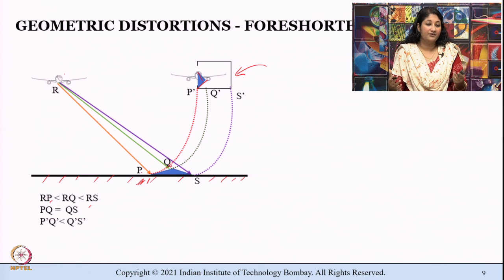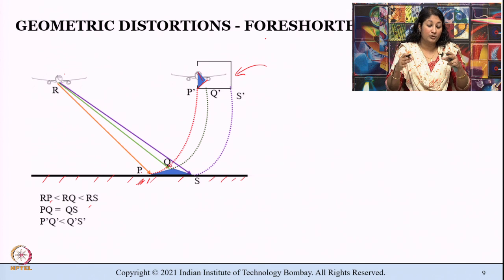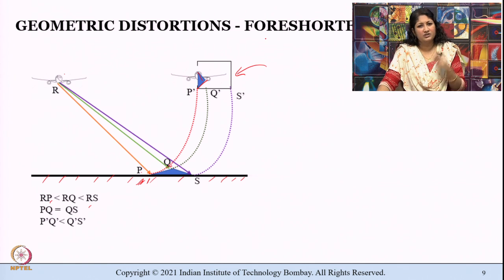So, for a layover effect, what happens? The projected image appears to lean towards the nadir, whereas for this effect known as foreshortening, the projected image appears to lean away from the nadir. Now, remember that both layover as well as foreshortening shall result in something known as a radar shadow.